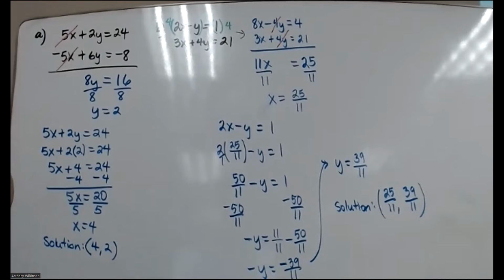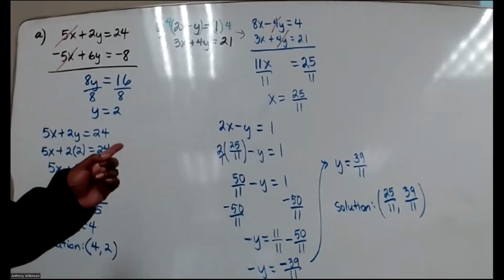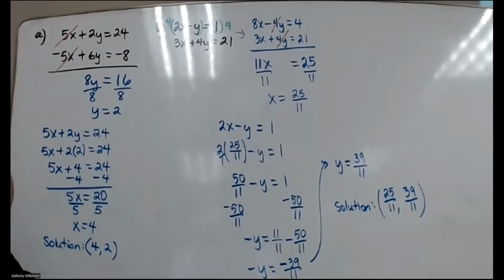Okay. Do you always leave it as an improper fraction? Yeah, I would, yes. Any other questions? Okay. And by the way, if you were to graph that on a coordinate plane, you would not be able to know that the solution set for that system of equations would be 25 elevenths, 39 elevenths. Okay. Okay, next we'll look at solutions of systems of linear equations.